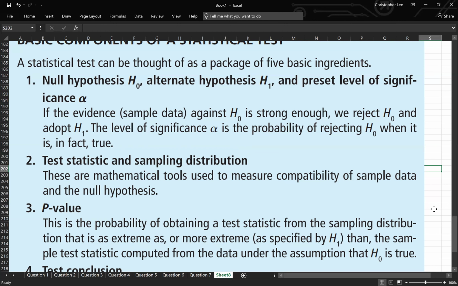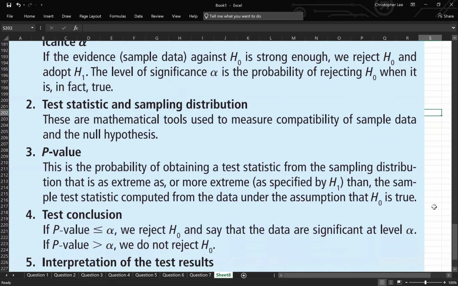Step 1, state your null hypothesis and your alternative hypothesis and present the level of significance alpha. That will be given to you in the story, the question that's being asked. If the evidence, sample data against the null hypothesis is strong enough, we reject the null hypothesis and adopt the alternative hypothesis, H1. The level of significance alpha is the probability of rejecting the null hypothesis when it is in fact true.